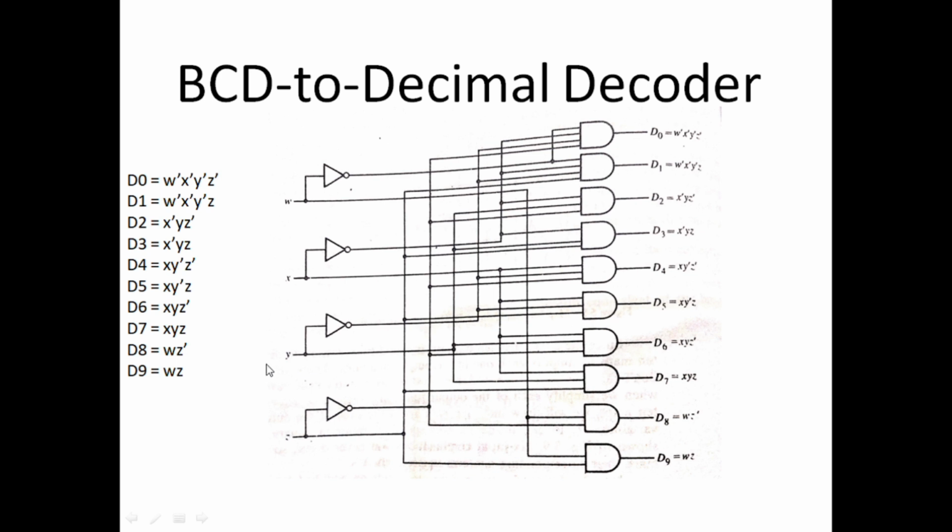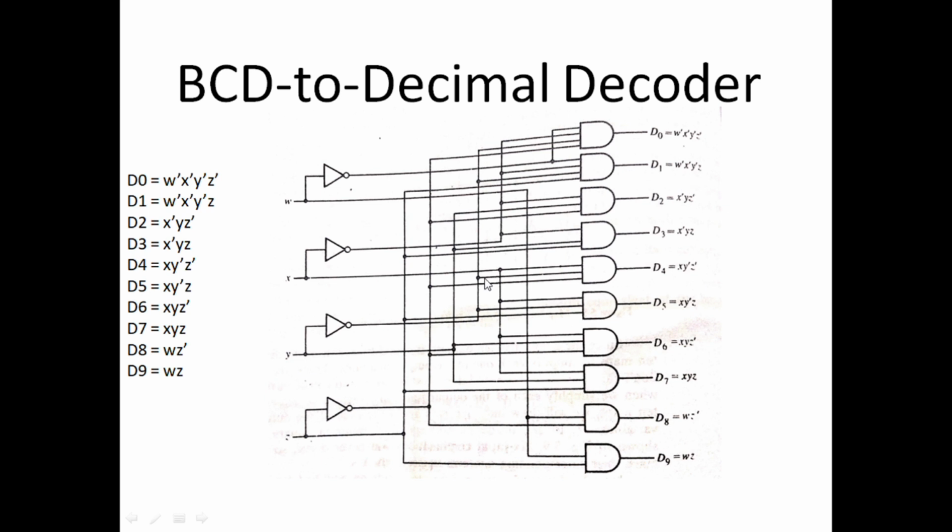The input is a 4-bit BCD code, and the output is a decimal digit. For example, when the input WXYZ is 0, 0, 0, 0, then this code represents decimal 0. So the output related to decimal 0, which is the first output, is 1. All of the rest are zeros. And similarly for all other input combinations.